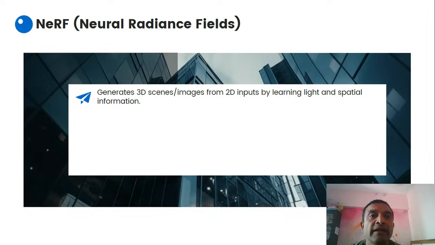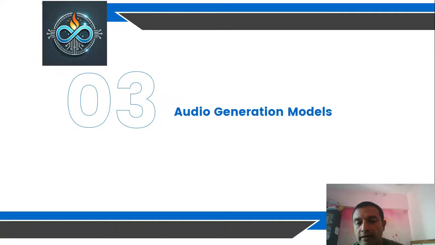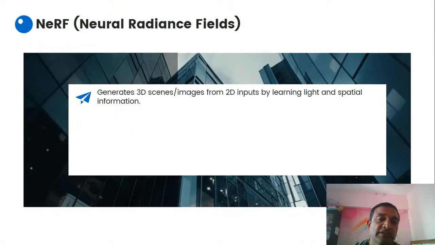NeRF, neural radiance field, generates 3D scenes and images from 2D inputs by learning light and spatial information. So 3D scenes and 3D images, like the 3D image you see in the background. You will also see maybe Leonardo.ai, and there are many more tools, sites, or apps you can use for 3D image generation, right? Moving image generation like that. So these are models used for generating 3D images.